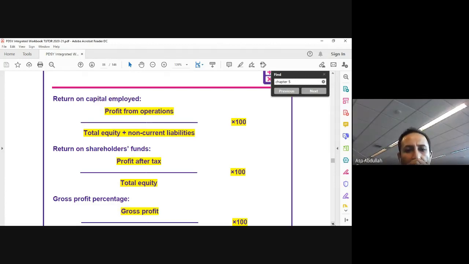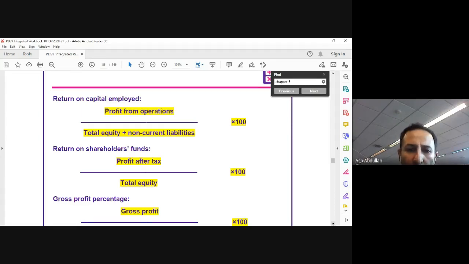It must be your result, it must be in percentage. Okay, the next one says return on shareholders' fund.